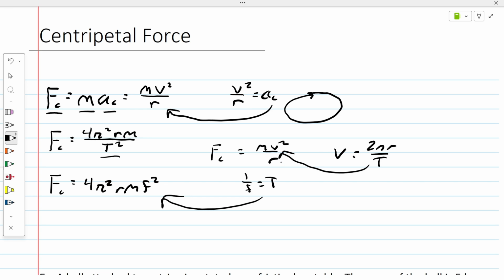I want you to not try to memorize these equations, but simply understand where they're coming from. It's just a net force. It's not a new force that's added. And so we can derive the equation just as we treat any net force as mass times acceleration.